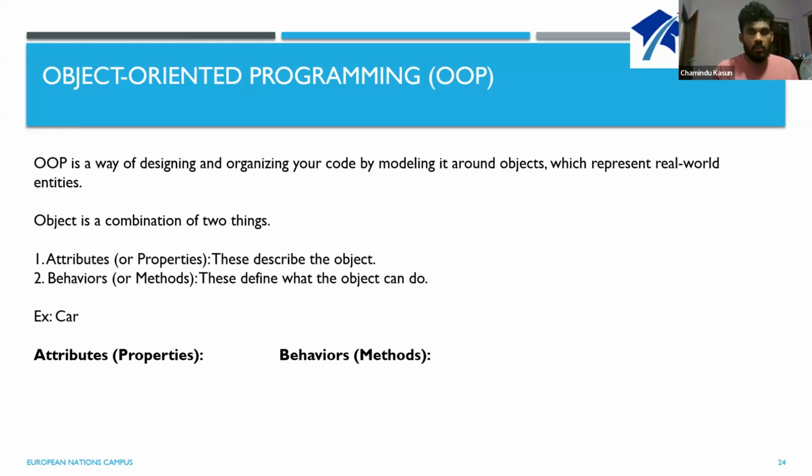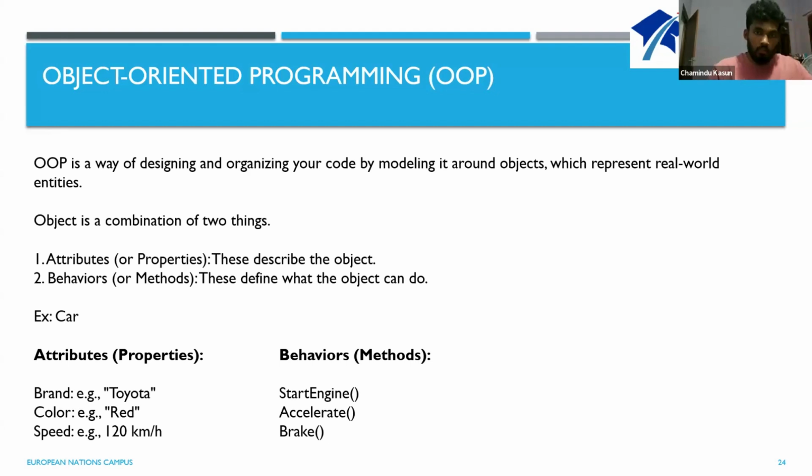If we want to drive the car, we have to start the engine. If we want to go faster, we need to accelerate. If we want to stop, we need to brake. Likewise, those are the functionalities. So in object-oriented programming we also have classes, and each class has two things: properties and behavior, properties and methods, right?